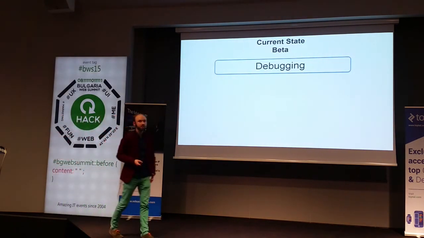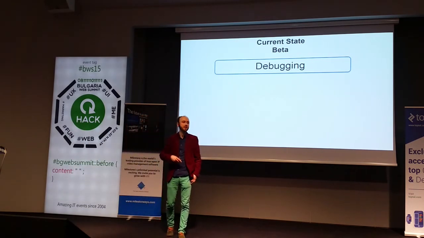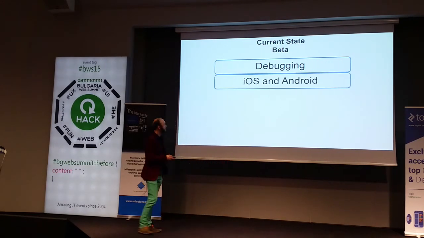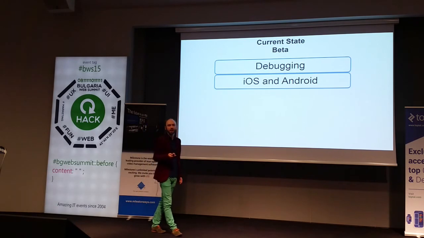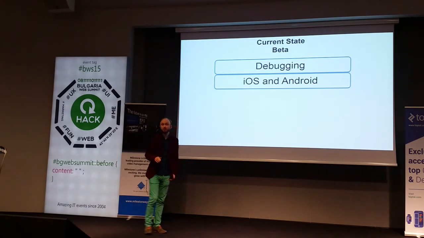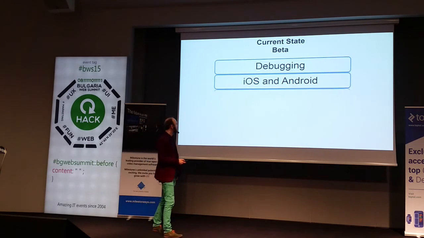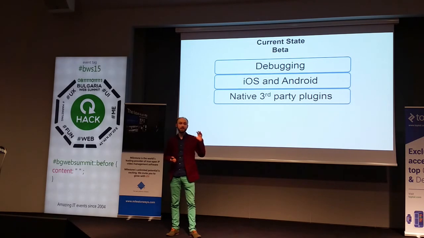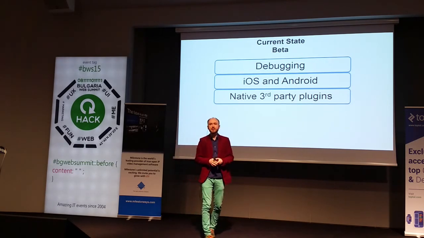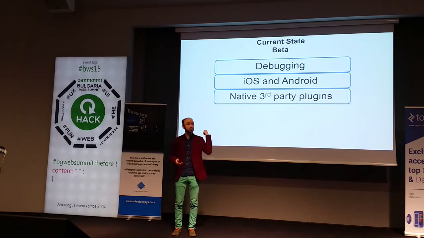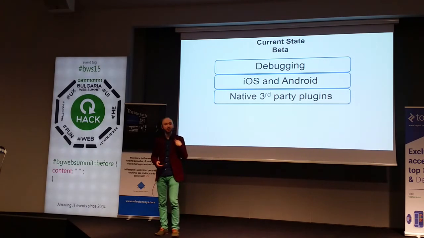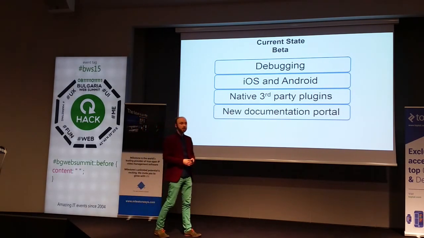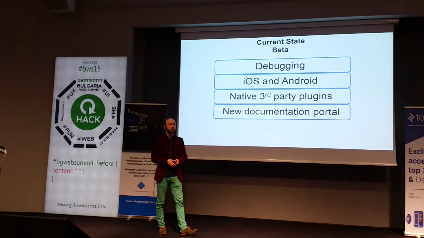So the current state: we have debugging, where you can debug on device or inside an emulator, and it's almost no setup required. We support iOS and Android, including 64-bit iOS applications. Windows Phone is not available just yet. That will take a little bit longer. Then you can use native third-party plugins. So if you have a native, let's say UI component for a calendar or a bar chart or something, you can add it to the project and start using it. You don't have to wait for us to implement it for you. There's a new documentation portal which has all the information and examples on how to use each of the components and what sort of things you can do.